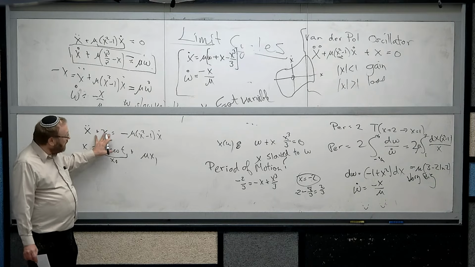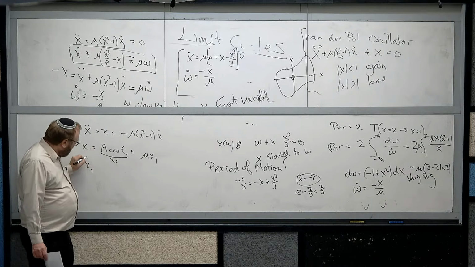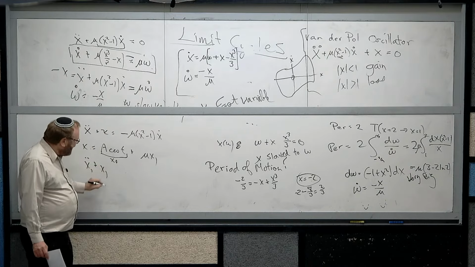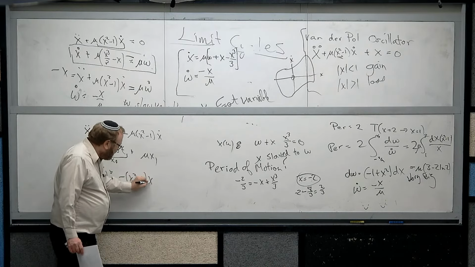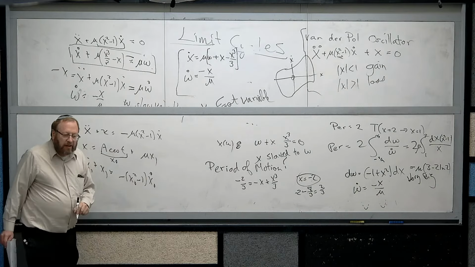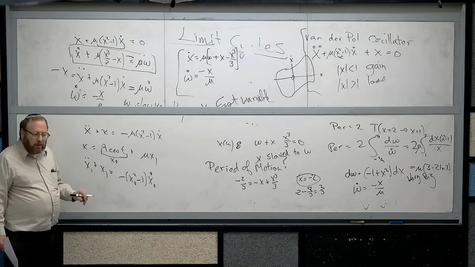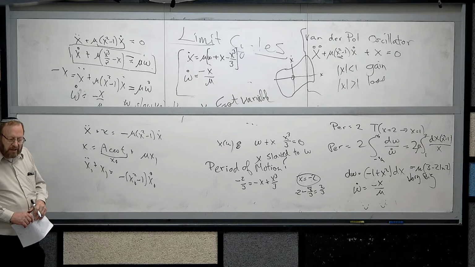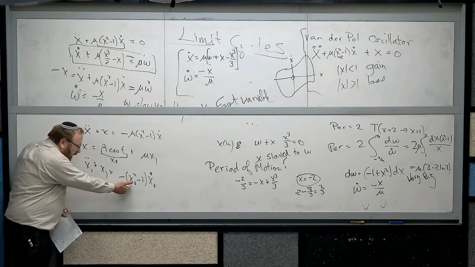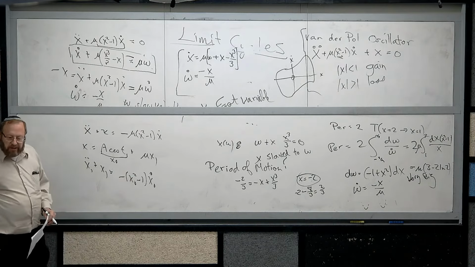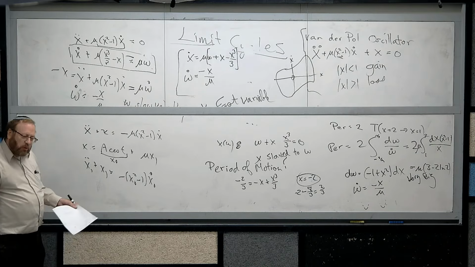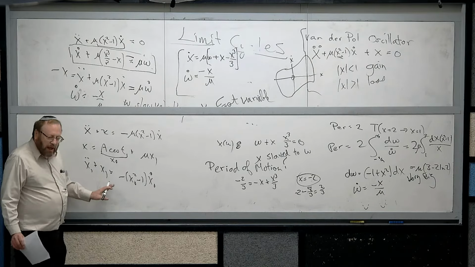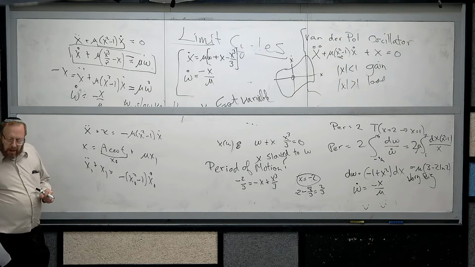Now you have an equation: x1 double dot plus x1 equals minus (x naught squared minus 1) times x naught dot, where x naught is given by a cosine t. So it's a driven oscillator, because that's an oscillator where you have a function of t on the right-hand side, that's a driving term. Now there's only one problem. Now we can solve that. I won't do it because it's a pain. But it's a problem. What's the problem?